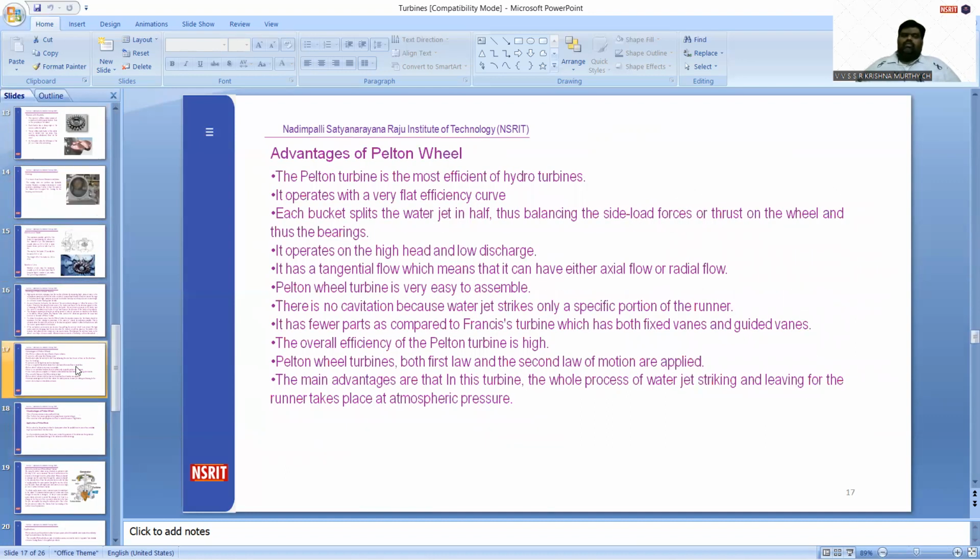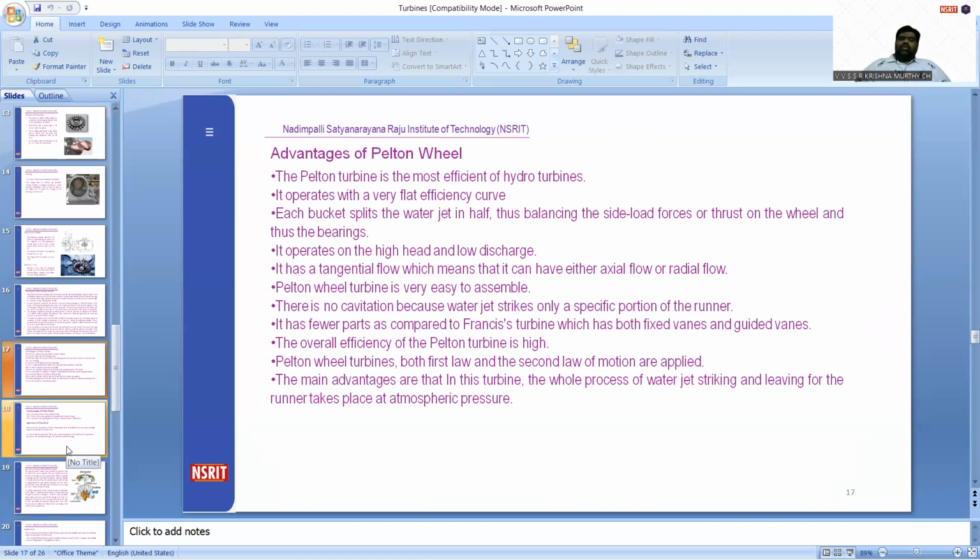So the advantages of the Pelton wheel are: it operates at a very flat efficiency curve. It operates at high head and low discharge. It is very easy to assemble, and there is no chance of cavitation. It has very few parts when compared to the Francis turbine. It applies both the first and second laws of motion.